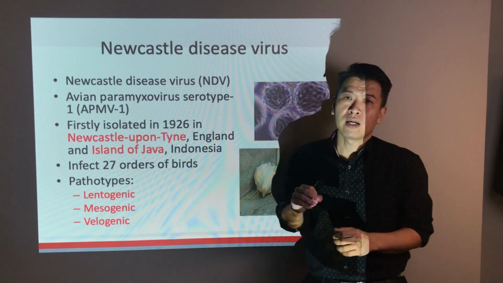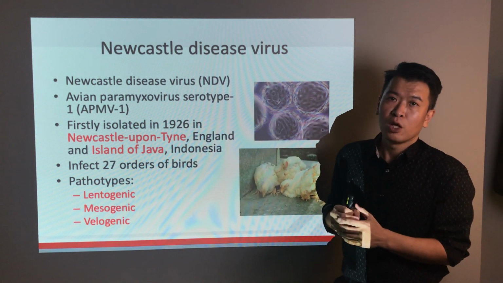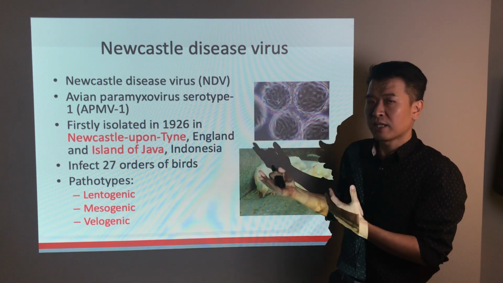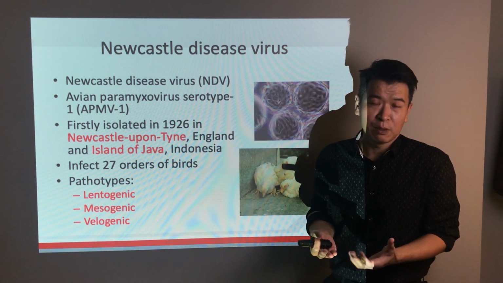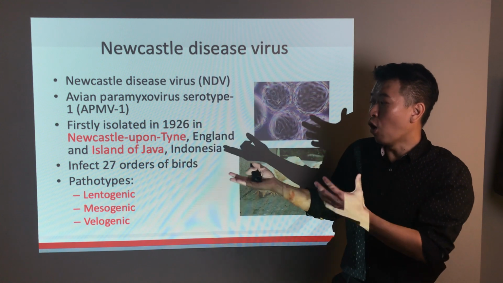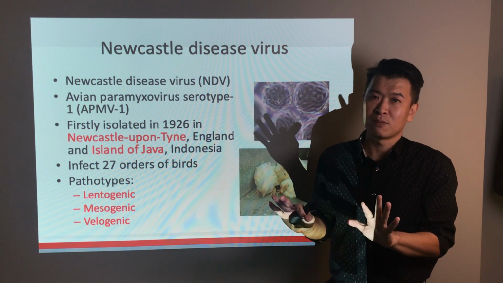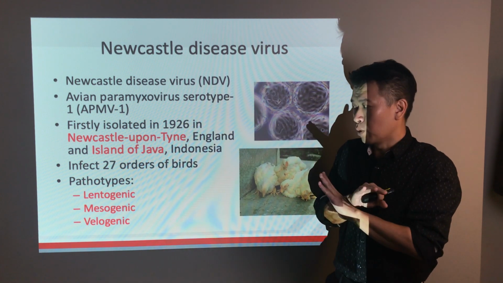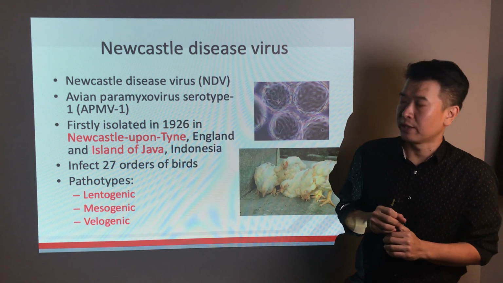Okay. So the virus can be separated into 3 pathotypes: lentogenic, mesogenic, and velogenic. The lentogenic is the mildest of the 3 pathotypes, where the chicken might be infected by the lentogenic strain, but they do not show any symptoms. It could be asymptomatic, or the virus causes only a very mild flu symptom. So it will just go away and it will not cause any death to the chicken.